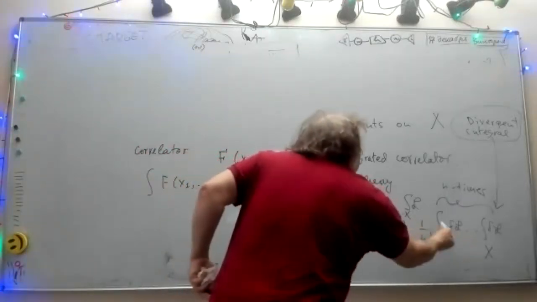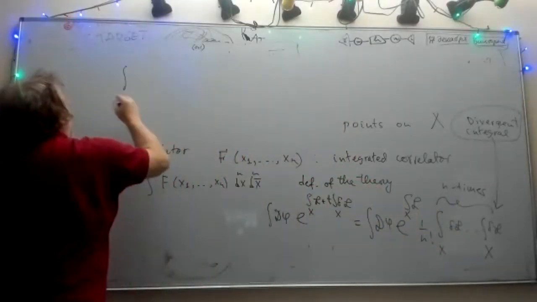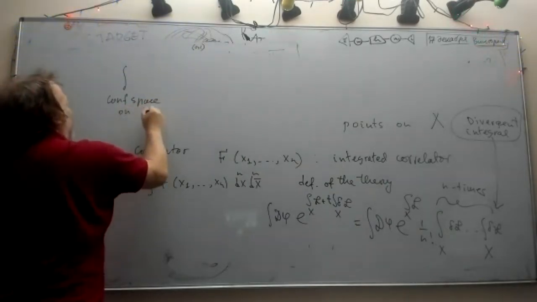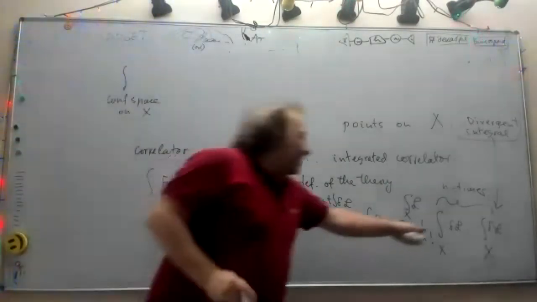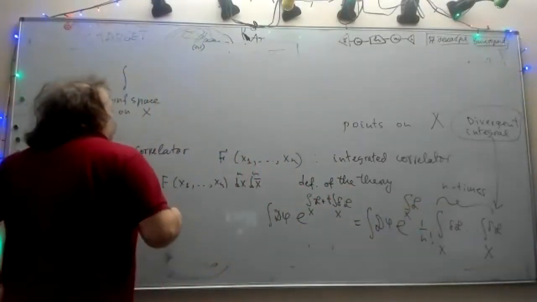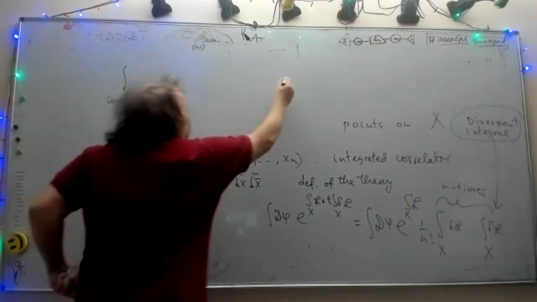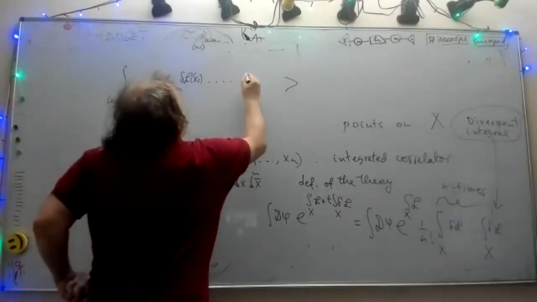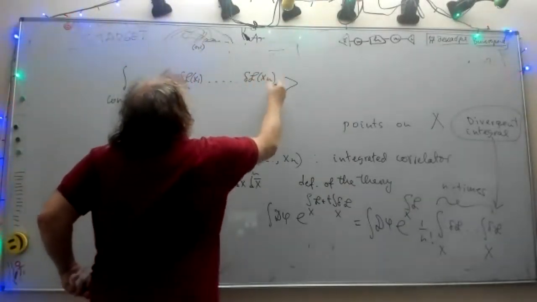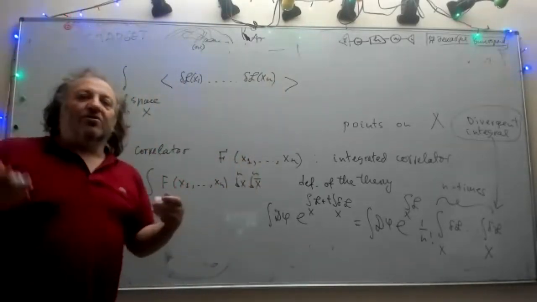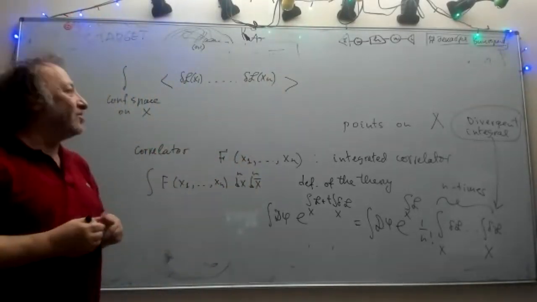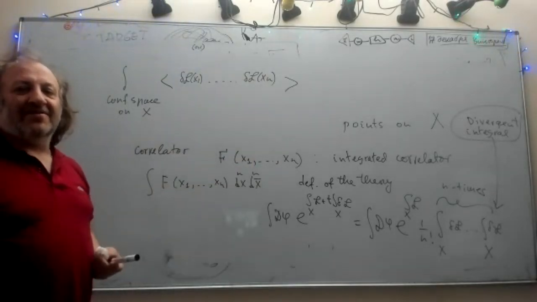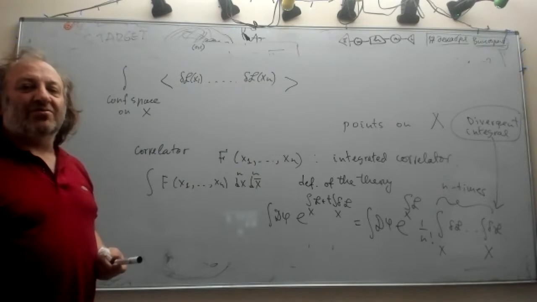I would like to say that here we have an integral over configuration space on X, because I actually have n points, and I have the correlator of delta Lagrangian at point x1, ..., delta Lagrangian at point xn. Okay? So I'll ask Dong. Since you are a mathematician, is it clear what I'm writing here? How does it fit your mathematical intuition?